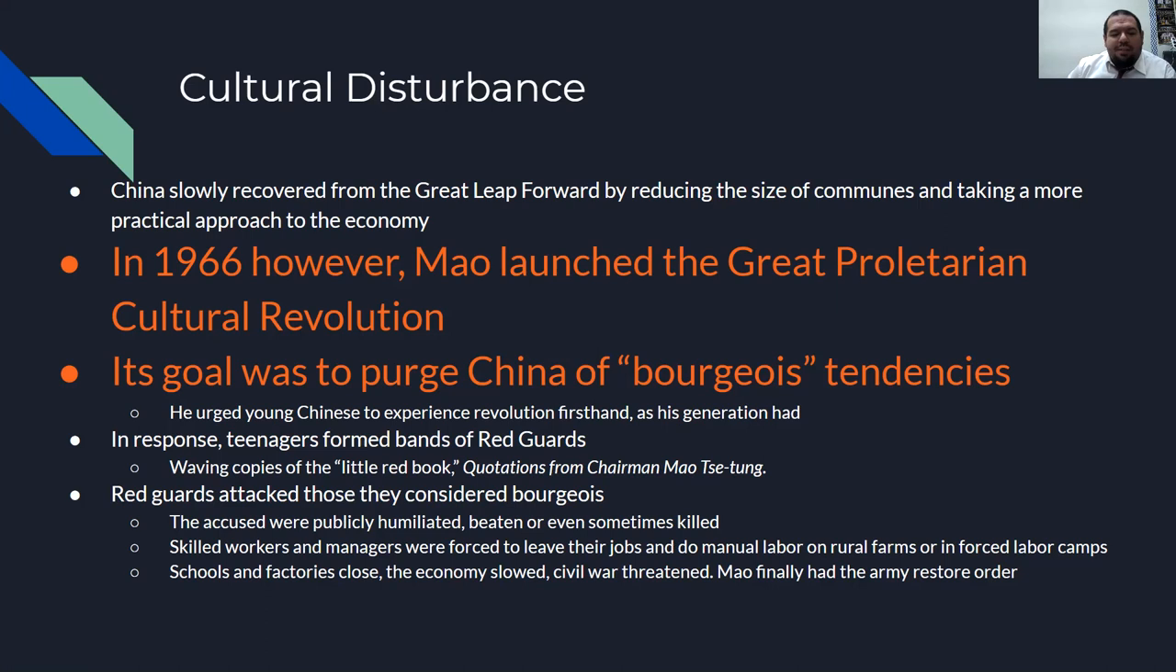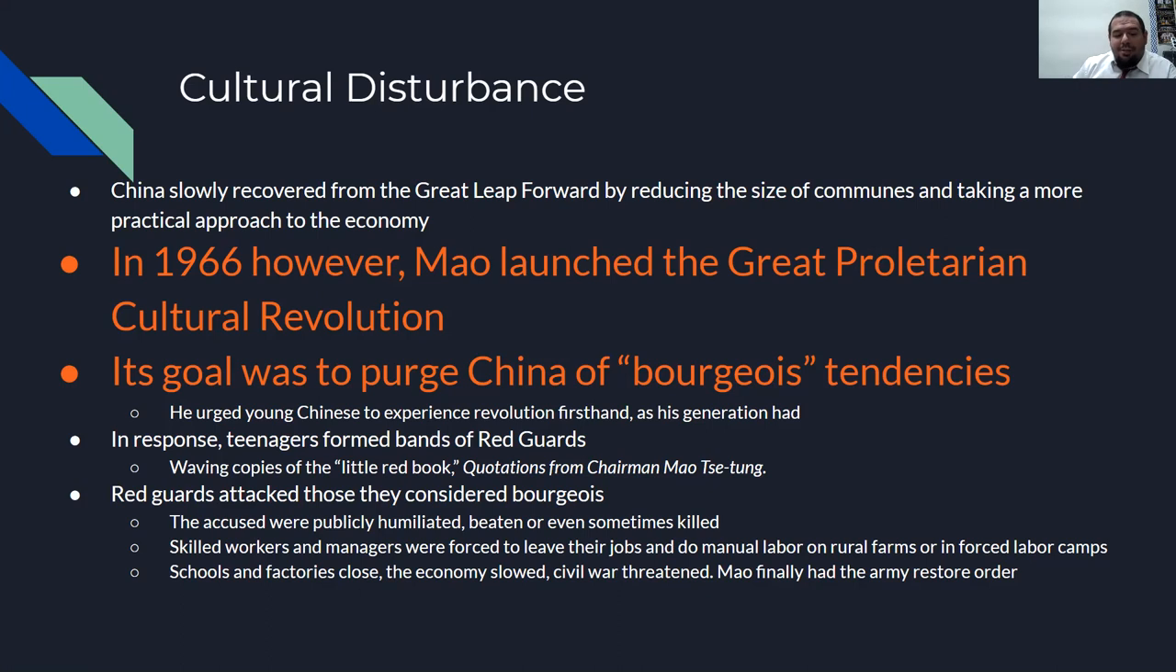They will wave copies of this little red book titled Quotations from Chairman Mao Zedong, or that's his non-American, non-translated name. Red Guards attack those who they consider to be bourgeois. The accused were publicly humiliated, beaten, and even sometimes killed. Skilled workers and managers were forced to leave their jobs to do manual labor on rural farms or in forced labor camps. Again, stop me when this sounds familiar.